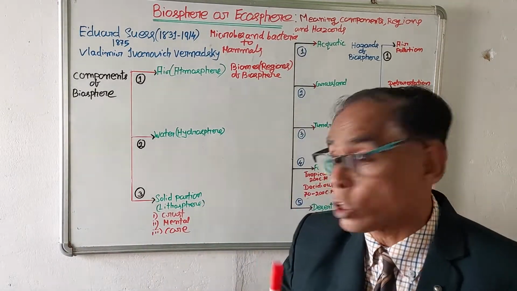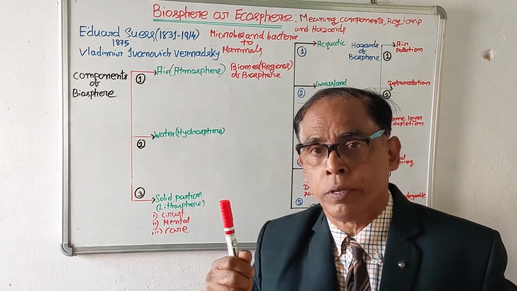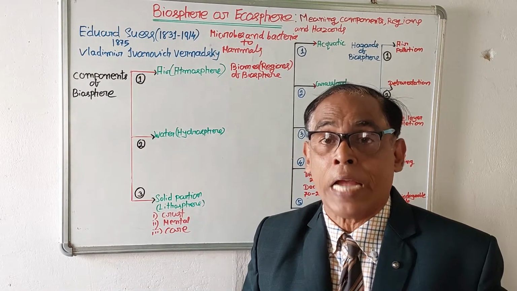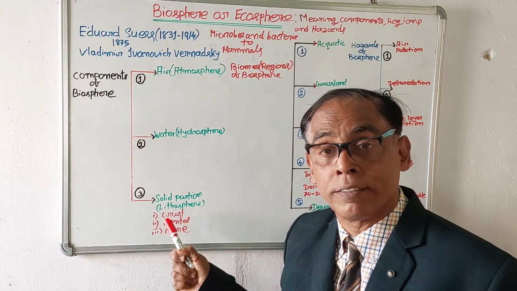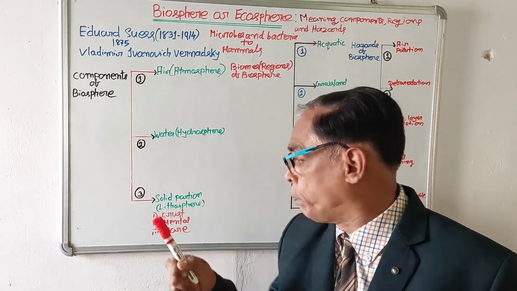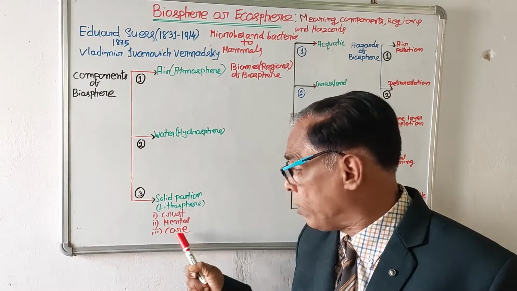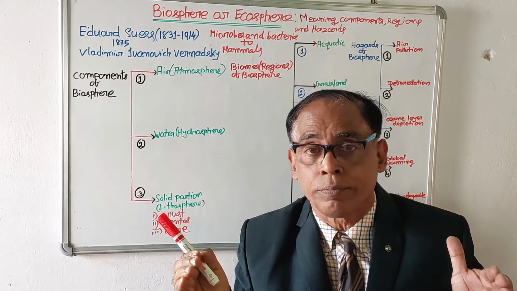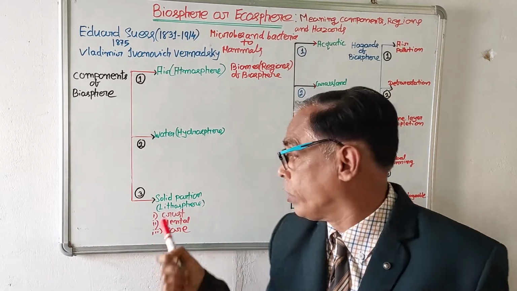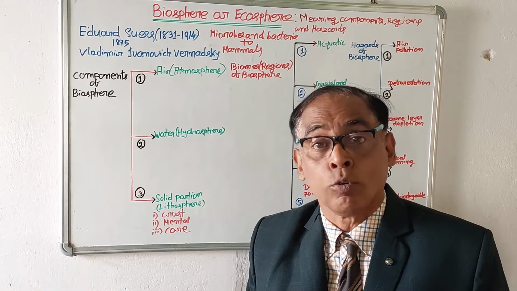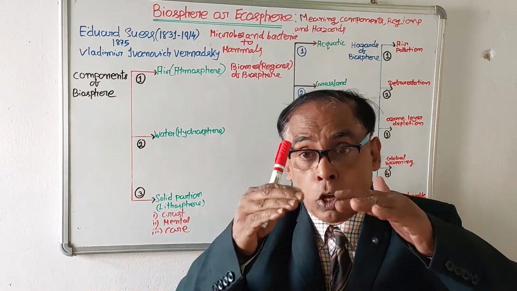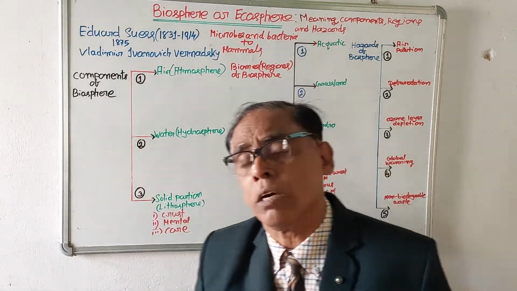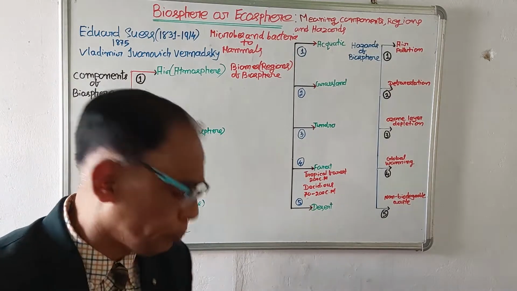And number three, the solid portion of the earth. The outer part of the earth is solid, and it consists of crust. Outer part is crust. Just below is the mantle. Just below is the core. So, the solid part around the earth is known as the lithosphere. Without lithosphere, or the solid portion around the earth, life will not be possible. So these are the three components of biosphere.